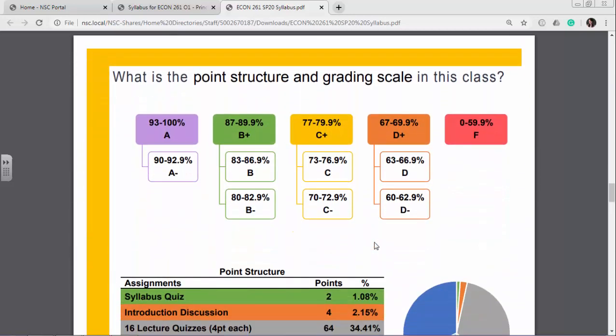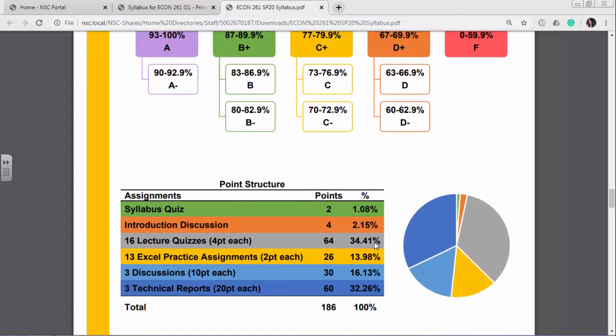So here's the point structure and the grading scale in the class. And you will see that the technical reports and the lecture quizzes are really the primary drivers of your grade, but there's also these discussions that as long as you follow the instructions, you should get full credit on those. The Excel practice assignments, again, if you click what I click and your data looks like mine, you'll get full credit for those. And then you have your syllabus quiz and your introduction discussion that are due this week.